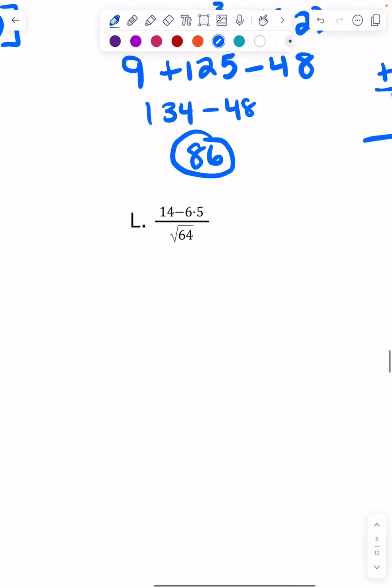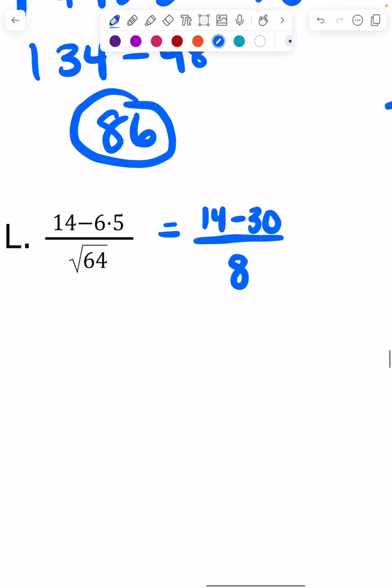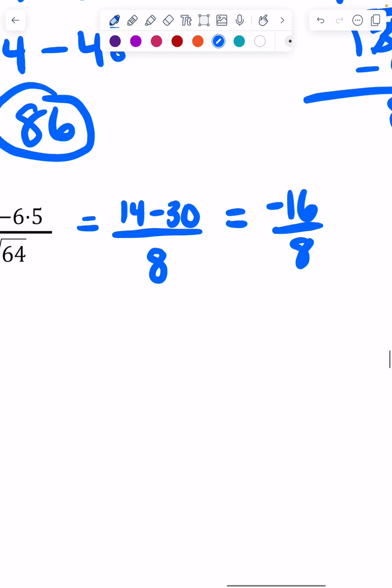L, we have a fraction. On top is 14 minus 6 times 5. And the bottom is the square root of 64. On the top, I would have 14 minus 30, and then divided by the square root of 64, which is 8. 14 minus 30 is negative 16. So negative 16 divided by 8 is going to equal negative 2.